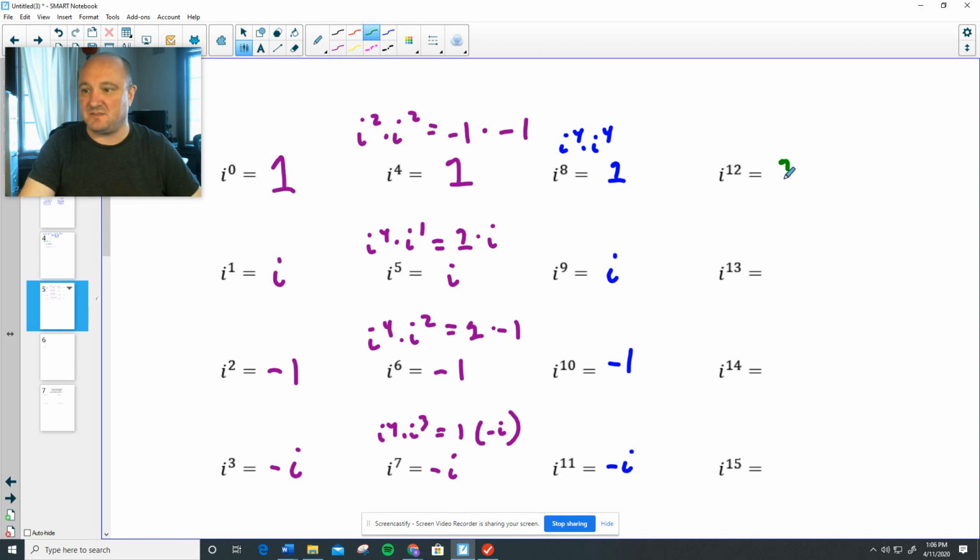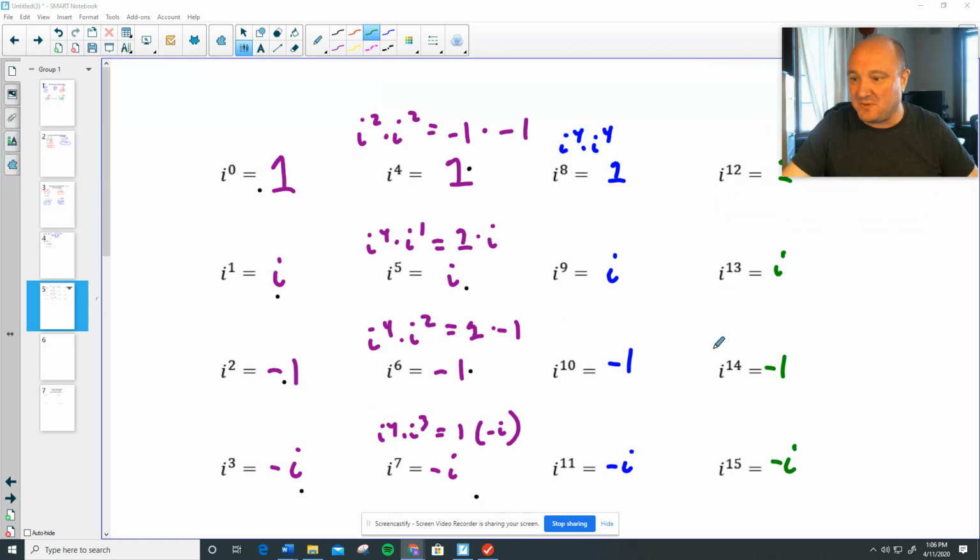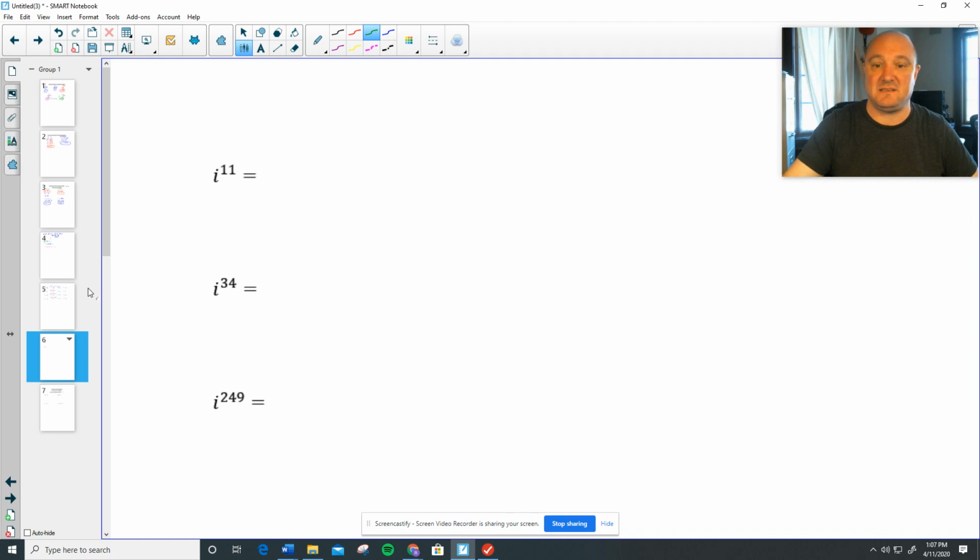Over here in the last row, this would be 1, this would be i, this would be -1, this would be -i. So this is where this pattern's coming in, right? We have 1, i, -1, -i, 1, i, -1, -i, and so on, okay? Now, if I ask you what i to the 14th is, or i to the 11th is, you could have this whole chart, but there's actually a pretty easy mathematical way to figure this out if you have the first 4 memorized. So what you do is you take 4 and you divide it into the exponent.